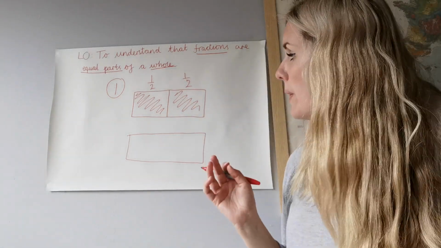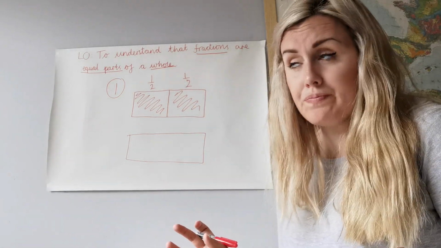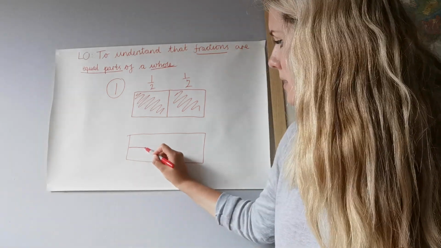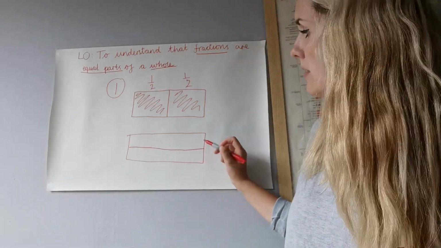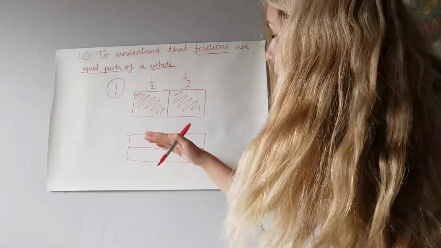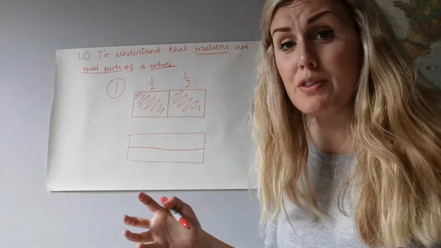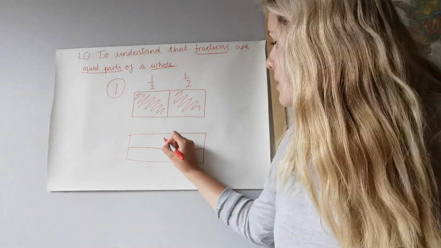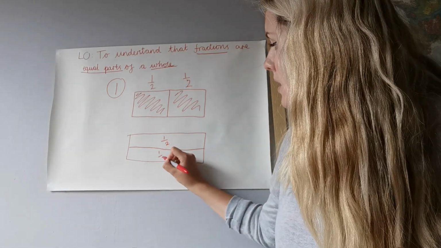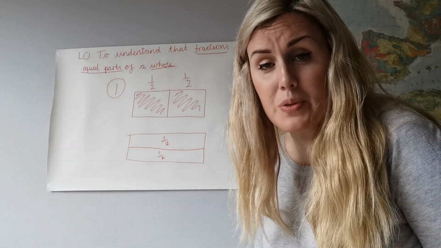Now, I can split it another way. I could split it this way. It doesn't matter how you split it. It matters that they have to be equal parts. So I've got a half this way, and I've got a half this way as well.